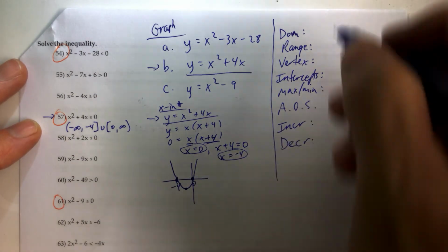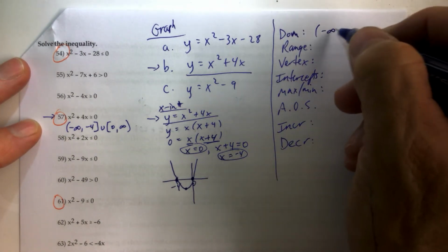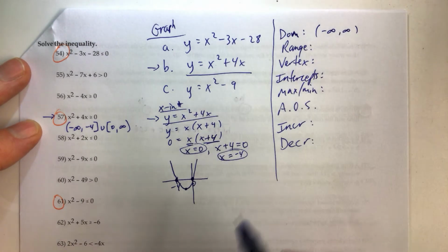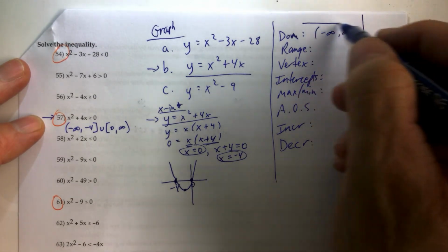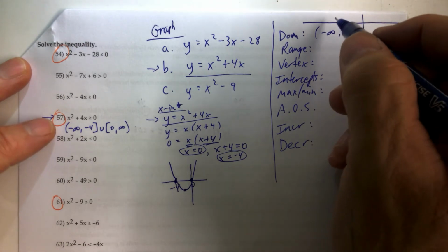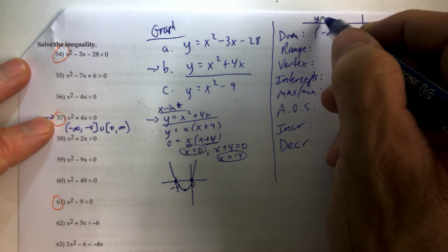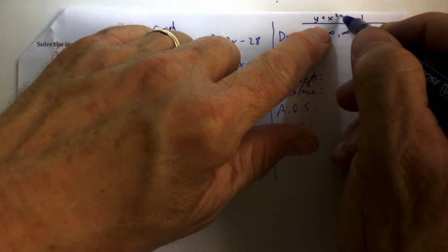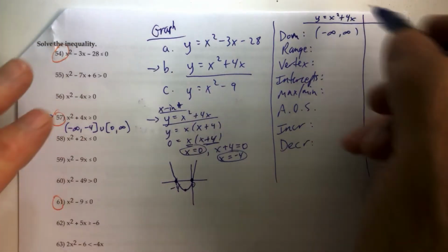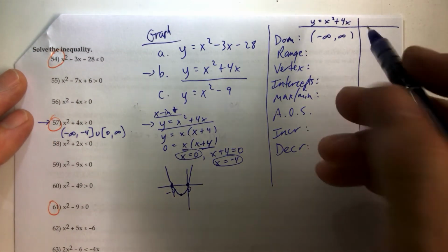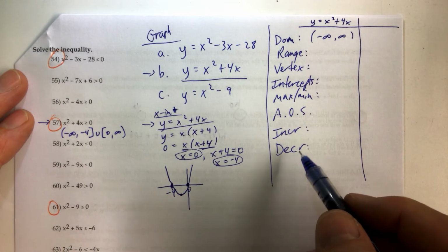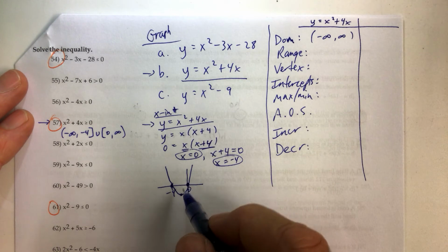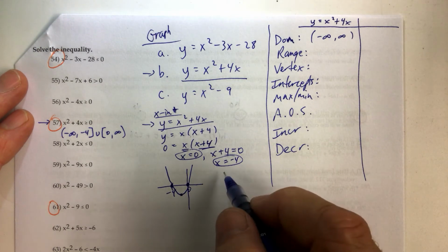Anyway, from the graph we can see that the domain, we already know that all of these domains are all real numbers. And in fact, here's what I'm going to do. I'm going to cheat a little bit. So for problem number 57, for this function, y equals x squared plus 4x, I'm going to cheat a little and use my little chart. I can fill in the chart without having to rewrite all of that stuff. So the range would be from the vertex. So let's find the vertex first.